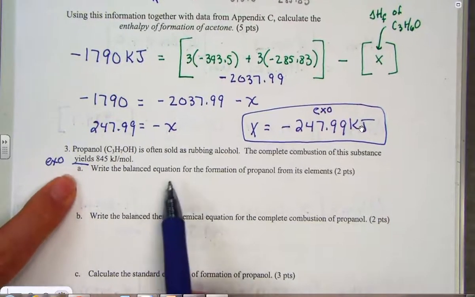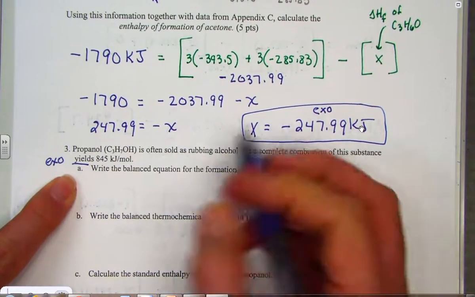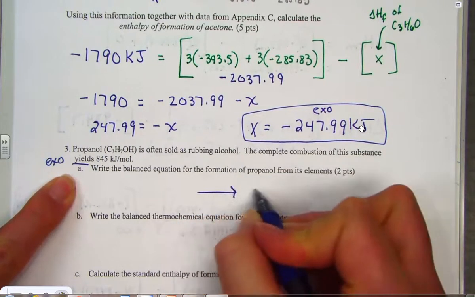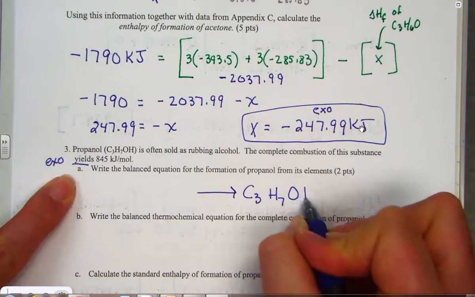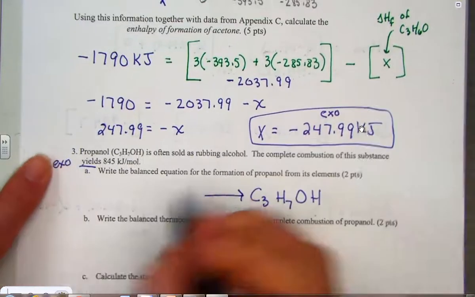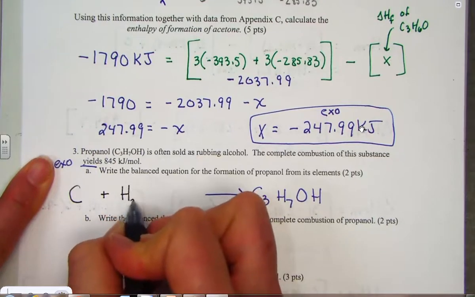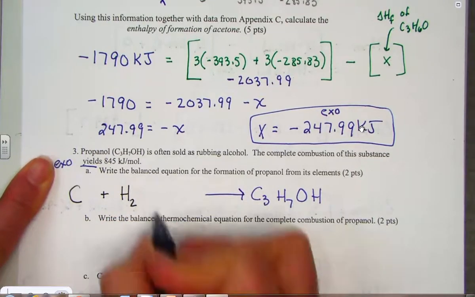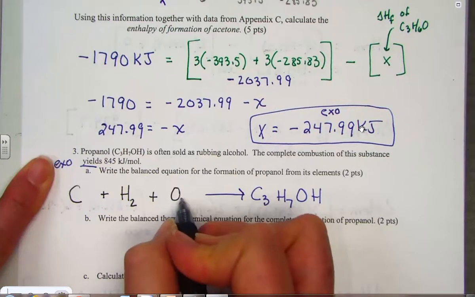What would be the balanced equation for the formation of propanol from its elements? We want to make propanol, C3H7OH. Well, what are the elements that produce it? We'd have the elemental form of carbon, C. The elemental form of hydrogen is diatomic, H2. And the elemental form of oxygen, O2.